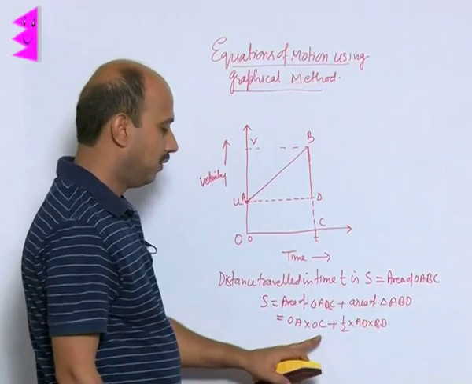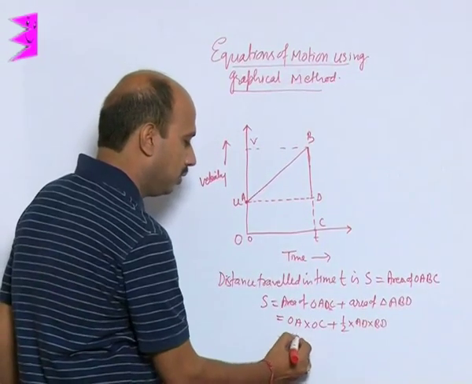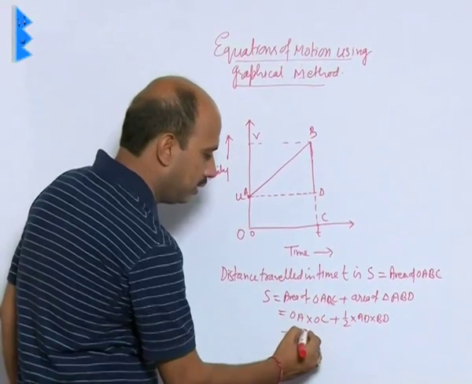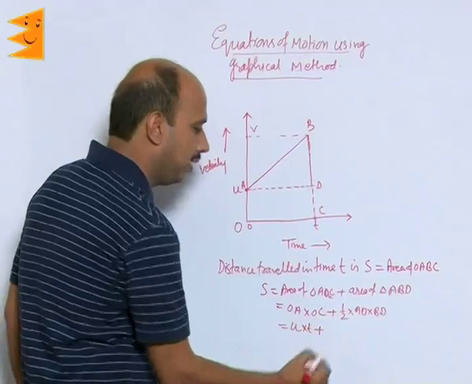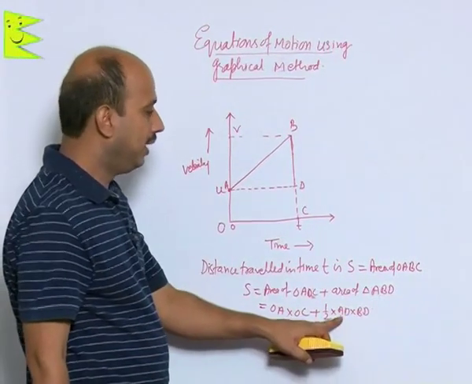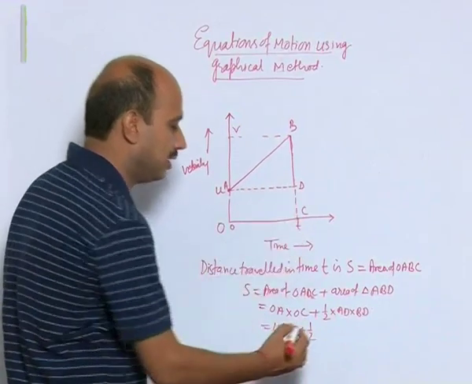So, now put the value of OA, OA is U, OC is equal to T. So, we can write U into T plus half, AD is again equal to OC, that is T.